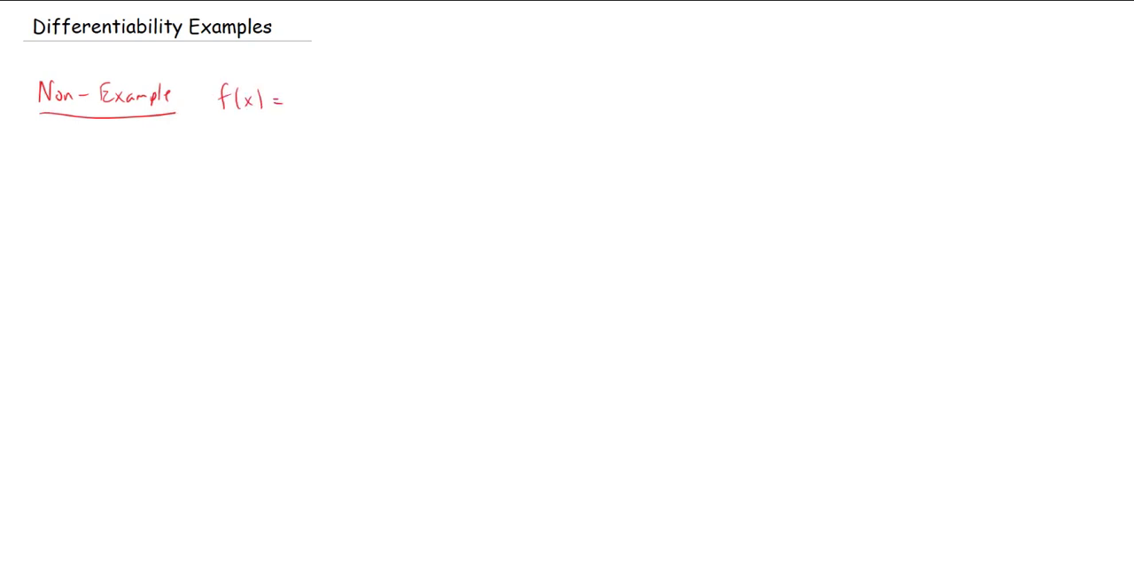So let's say I define some function f, and it's going to be x to the 1/3 power, which you'll recall means the cube root of x. And this function is continuous for all real numbers x. That's very nice. But despite being continuous everywhere, f is not differentiable at 0. Okay, so let's see why.